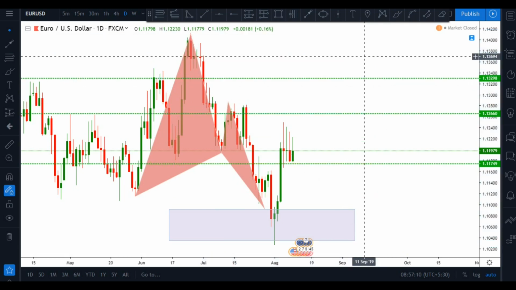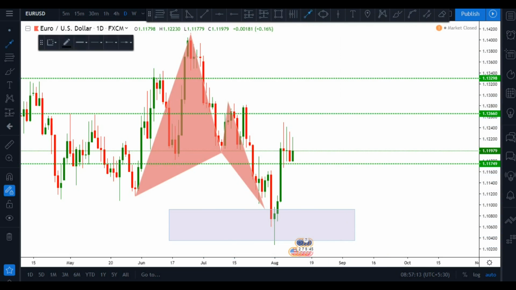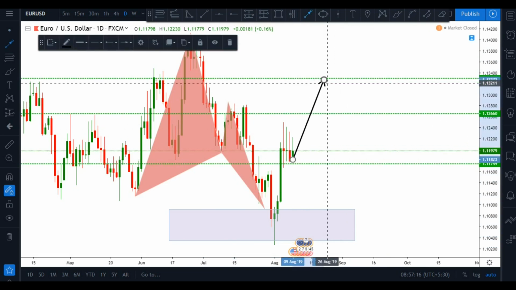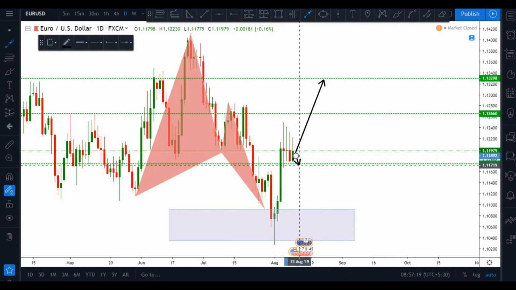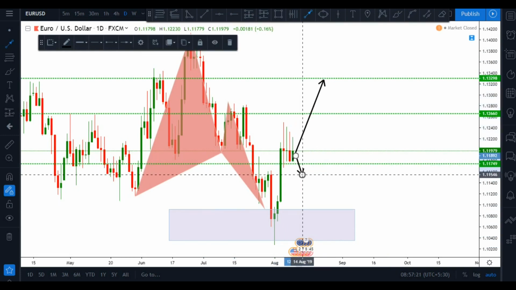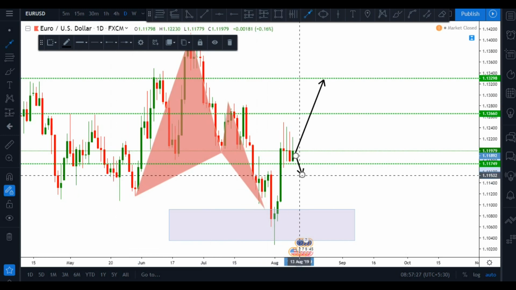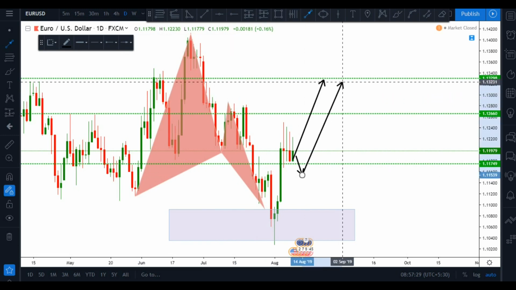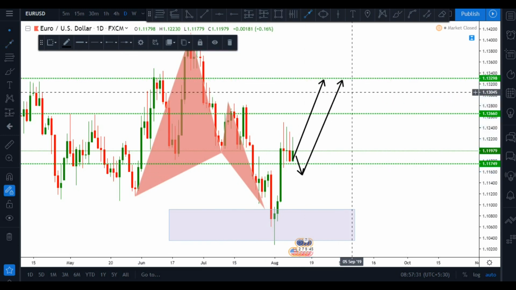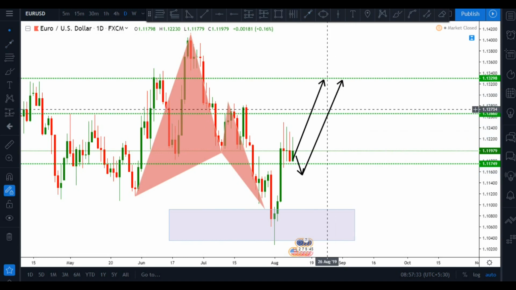What I would expect out of this market this week is a movement to the upside like this, or maybe it can push down and reach this small structure level. As you can see, it has been respected a couple of times in the past, and then move to the upside like this. So this is the movement that I expect out of euro dollar this week. And if we move on to the next pair, that is euro yen.